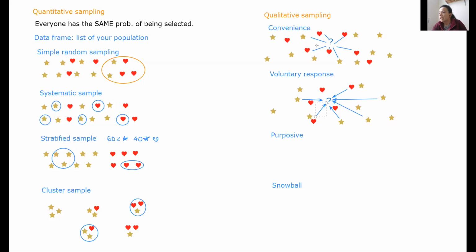All right, then you have purposive sampling. What purposive sampling is: suppose that you have a question that you want to answer, but you know that only a few people in the population have the characteristic that you are looking to study, right?